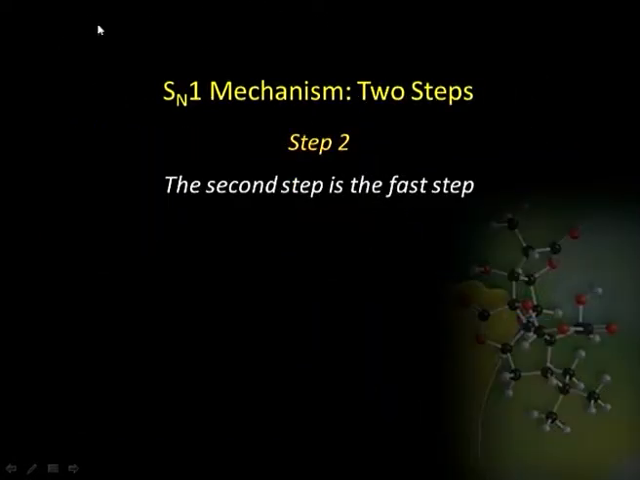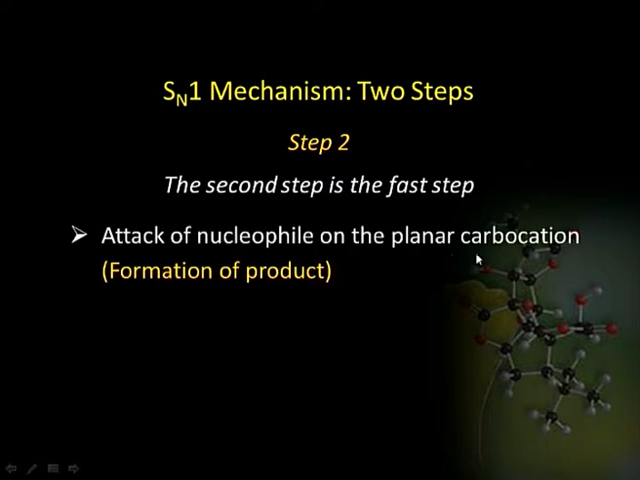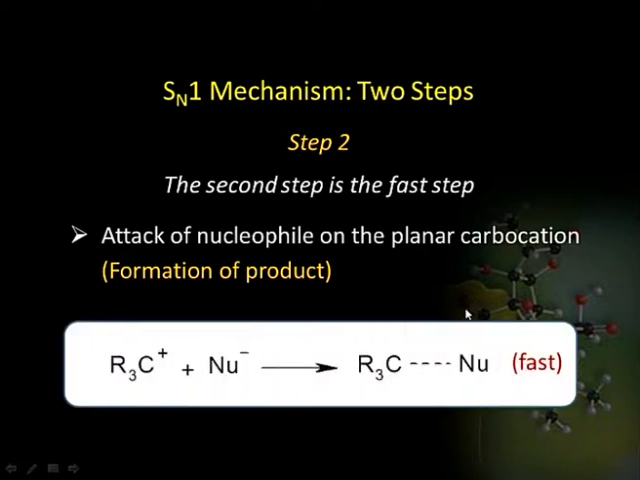The second step of the SN1 mechanism is the faster step. Here the attack of the nucleophile on the planar carbocation takes place, which leads to the formation of the product.